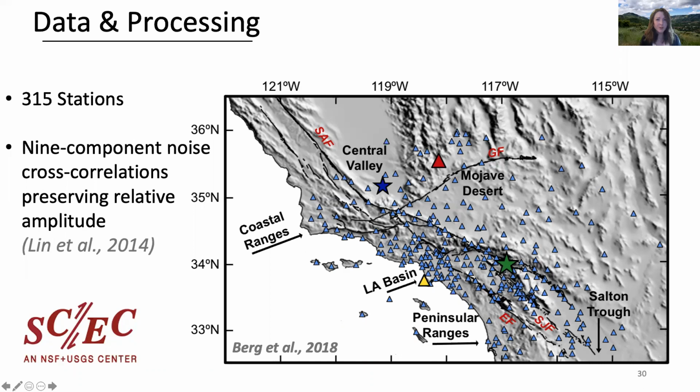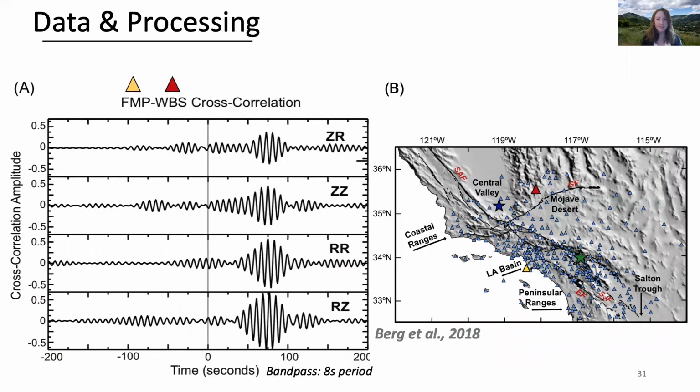We use 315 stations across Southern California, maintained by the Southern California Earthquake Center, or SCEC, and various Southern California institutions. We perform 9-component ambient noise cross-correlations with care to preserve relative amplitude information in order to extract H over V data. Here we have an example of the waveforms recorded on the radial, or horizontal, component and vertical components between station FMP in the Los Angeles Basin and WBS in the Sierra Nevada mountain foothills.